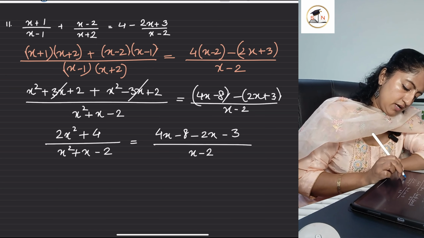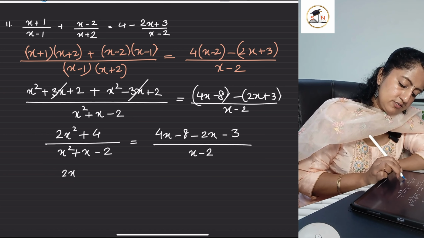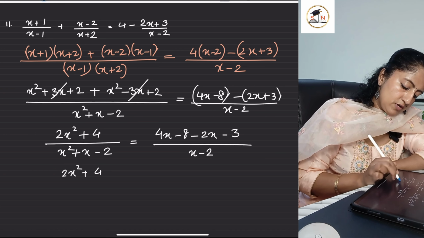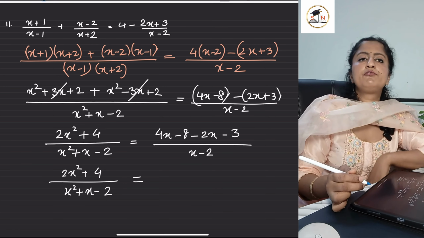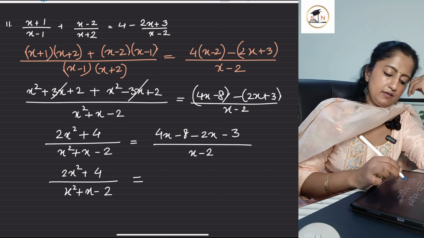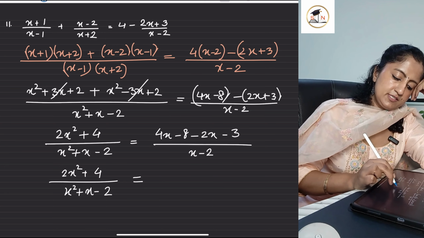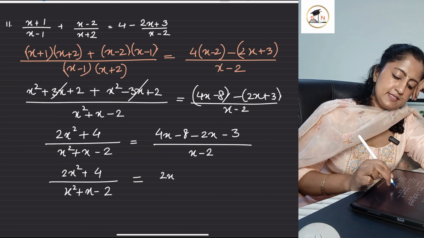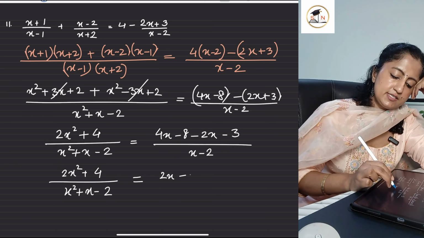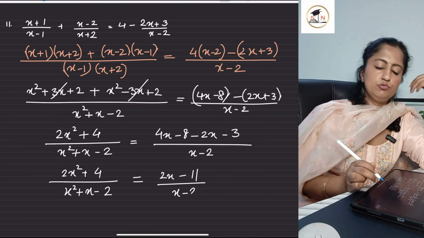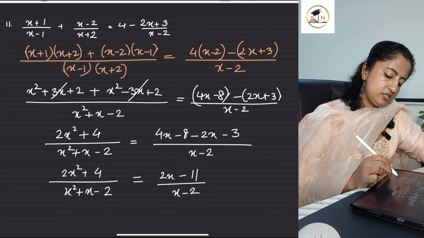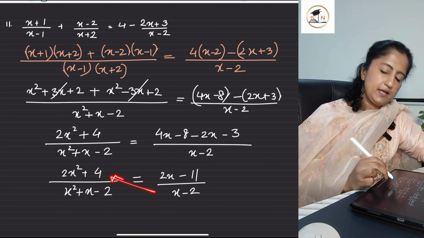Now, again, left hand side is already simplified. So I'm just writing that as it is because right side still needs a bit of simplification before we do cross multiply. 4x minus 2x is 2x. Minus 8 minus 3 is minus 11 over x minus 2. Now at this stage, we will cross multiply.